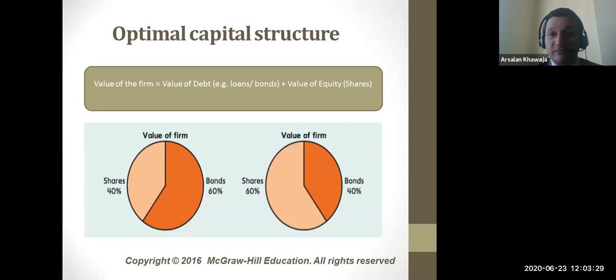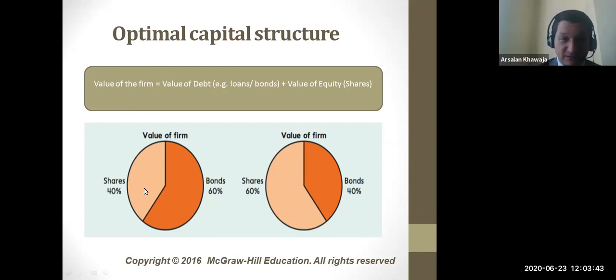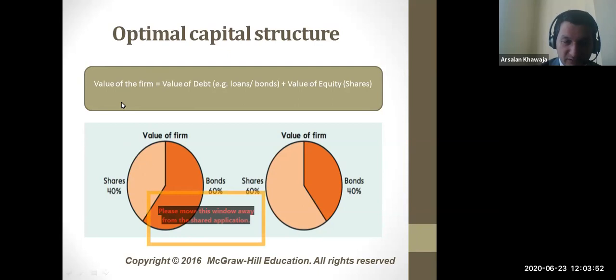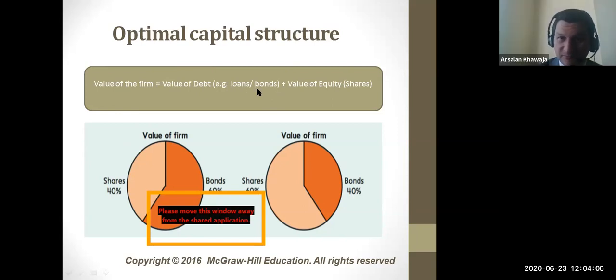Now, the main objective of any business is to enhance the value of its firm. This is the objective of corporate finance: how does your firm grow? The value of the firm is formed of the value of your debt and the value of your equity. Debt means that you take bank loans or you issue bonds, and equity means shares.